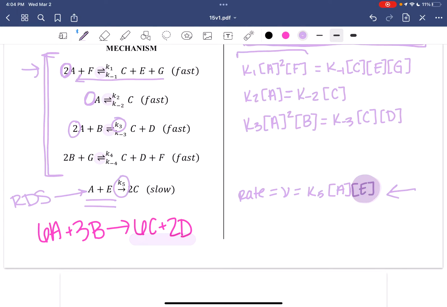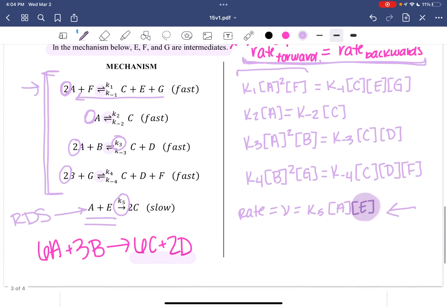And then our last equation with K4 and K minus 4, our forward reaction is K4 times B to the second power because of that coefficient out front, times the concentration of G, and that's equal to K minus 4 times the concentration of C times the concentration of D times the concentration of F. So those are all of our rate laws.